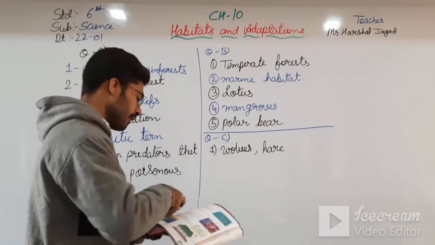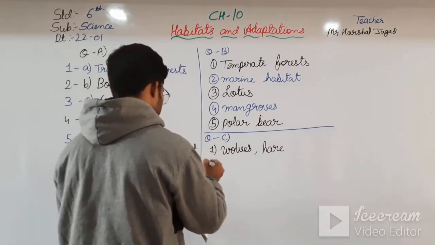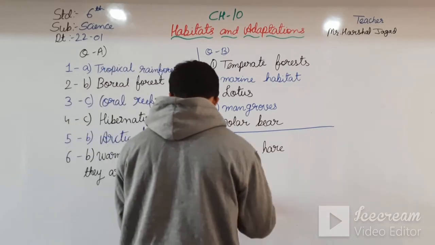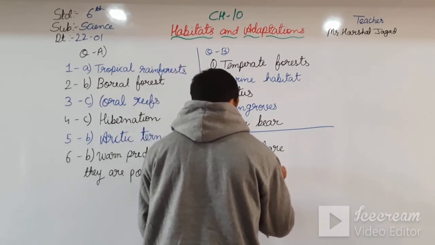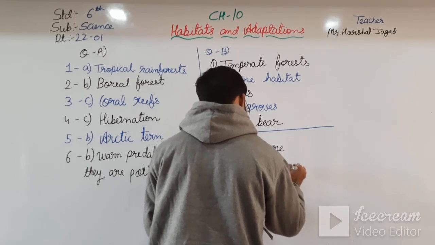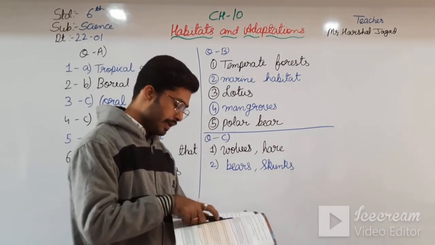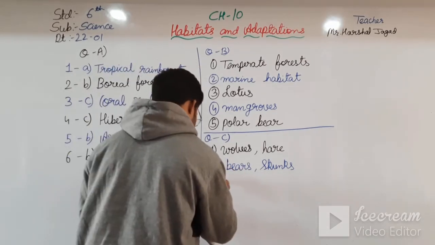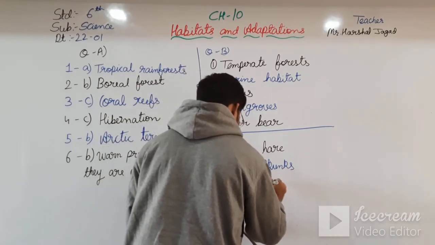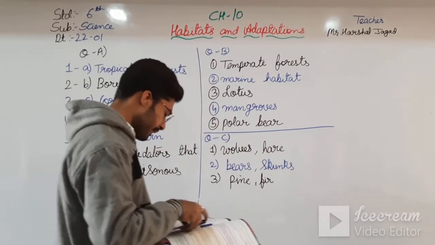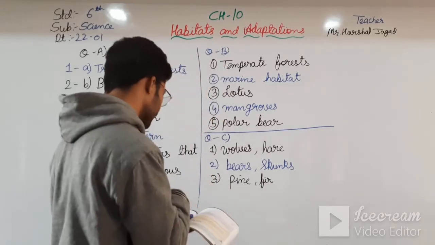Then after, animals that hibernate. Second one, that will be bears and skunks. Third one, evergreen trees, that is pine and fir. Fourth one, a plant whose stem is swollen and stores water, that is cactus.